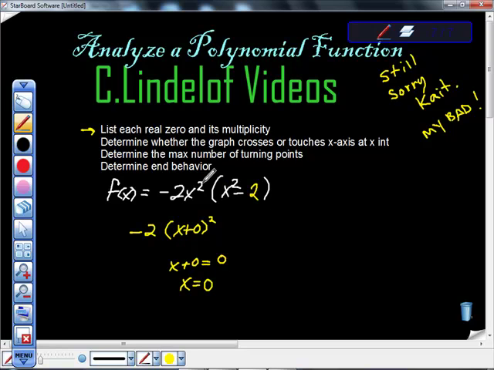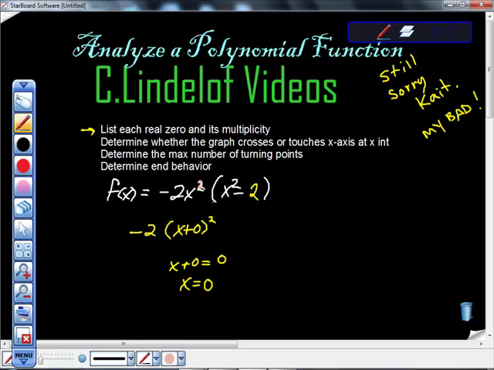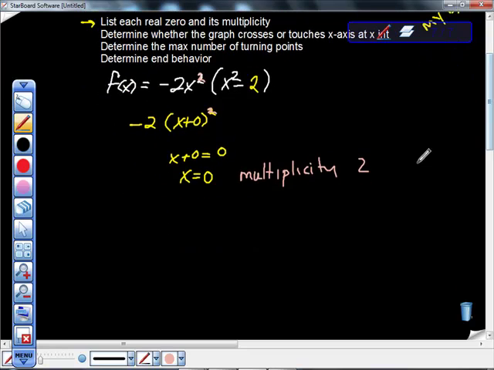The question of multiplicity comes from the exponent value, and the exponent here is 2. So it has a multiplicity of 2, right? Multiplicity of 2. Then I'm going to pull this second factor down, this x squared minus 2, and set that equal to 0. So we get x squared is equal to 2.